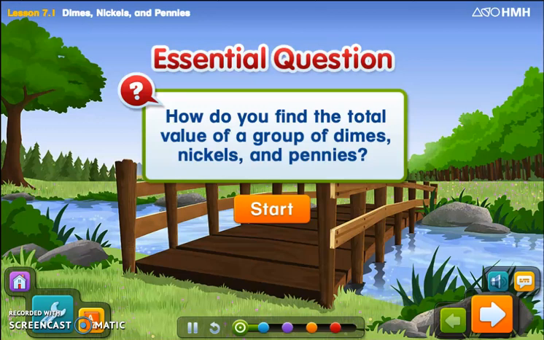Today we're going to be starting chapter 7, which deals with money and time. And so we are going to be starting with lesson 7.1, which is dimes, nickels, and pennies. The essential question that we're going to be answering and asking ourselves is, how do you find the total value of a group of dimes, nickels, and pennies?